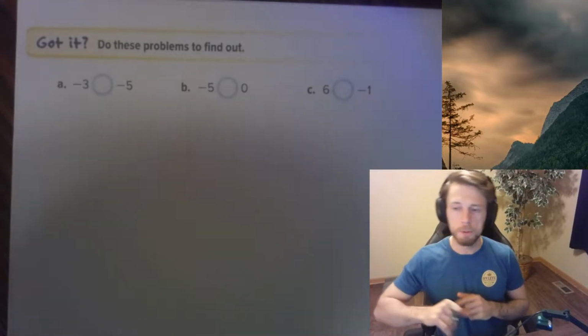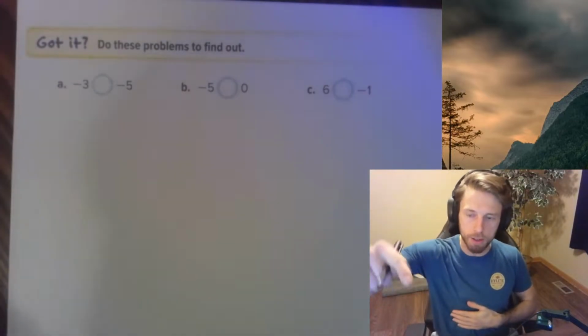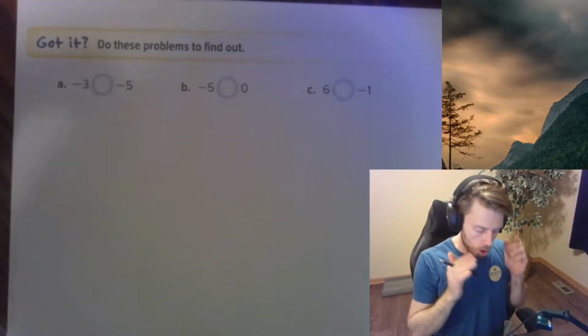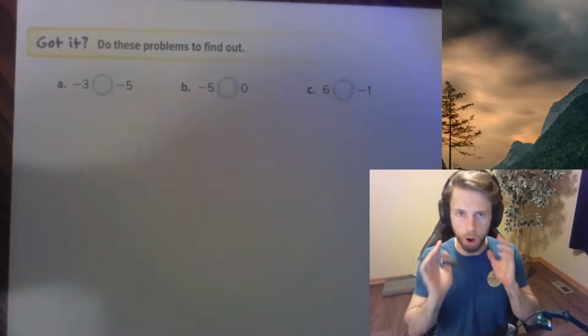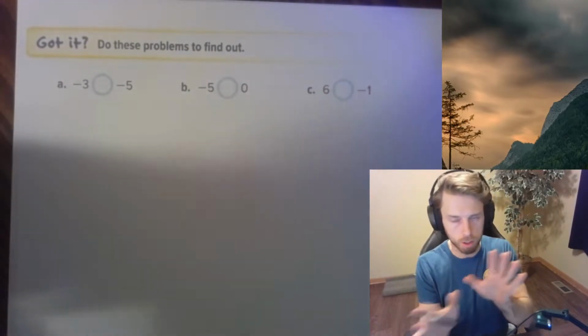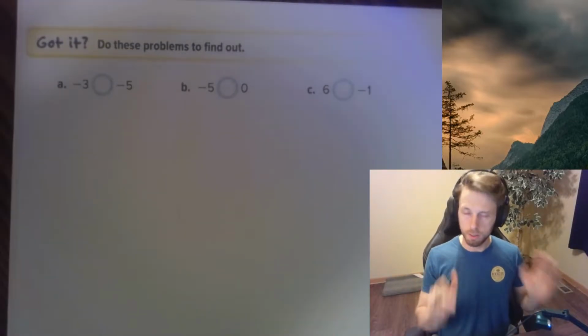Pause the video real quick. Give me a less than, greater than, or equal to on each of these problems really quick. This, I promise you, please pause the video. It takes 30 seconds at most. Try this one. See how you did.